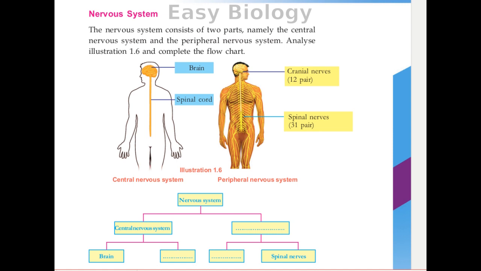Next we can study about the nervous system in human beings. The nervous system consists of two parts, namely central nervous system and peripheral nervous system. Central nervous system consists of brain and spinal cord. Peripheral nervous system consists of cranial nerves and spinal nerves. Cranial nerves are of 12 pairs and spinal nerves are of 31 pairs.